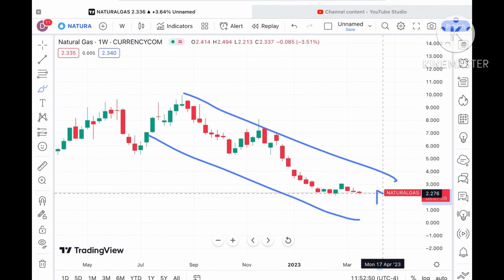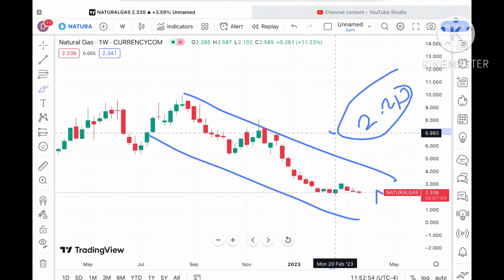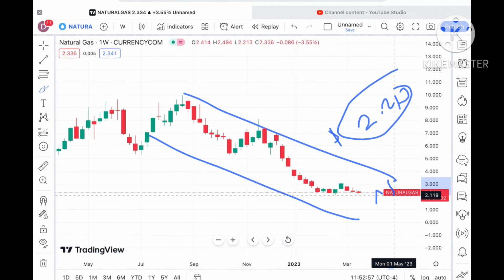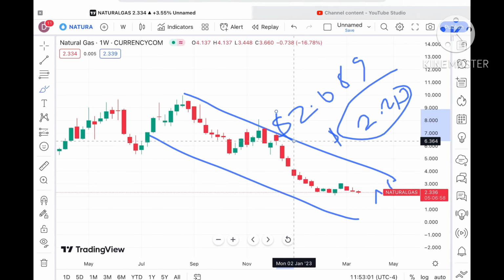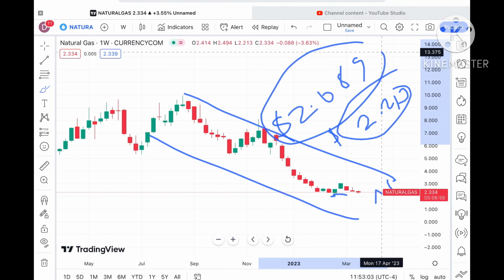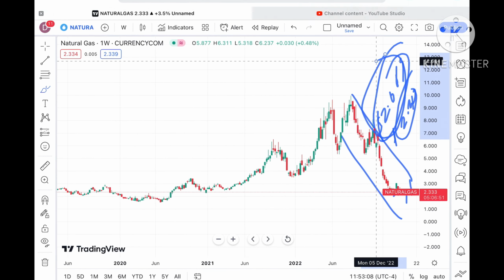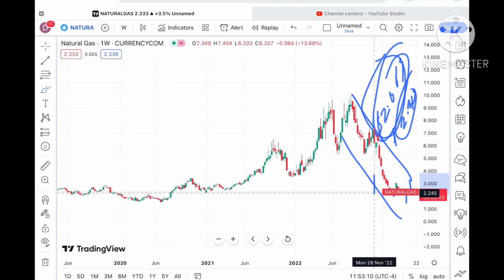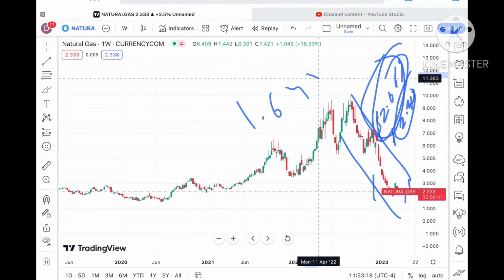Suppose the price didn't sustain this level, we can see it can touch a level of around $2.213. And if the price falls below that particular level, then we can see it can touch a level of around $2.089. Suppose the price falls below this $2.089, chances are very high it can move further low, because this level is already a weak support, so it can cross this particular zone and go further low towards a level of $1.867, and from there we can see a level of $1.647.